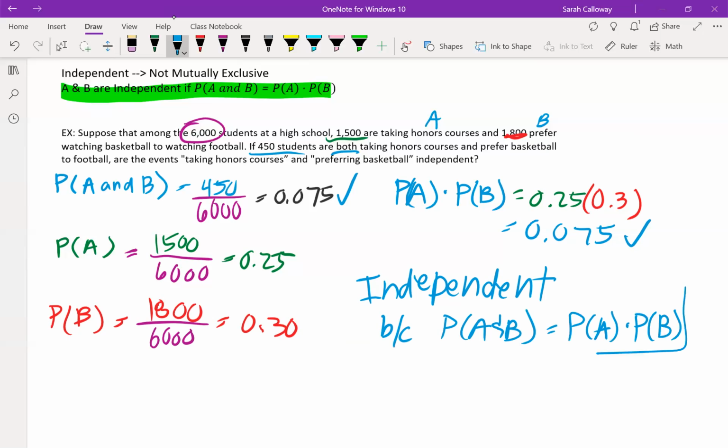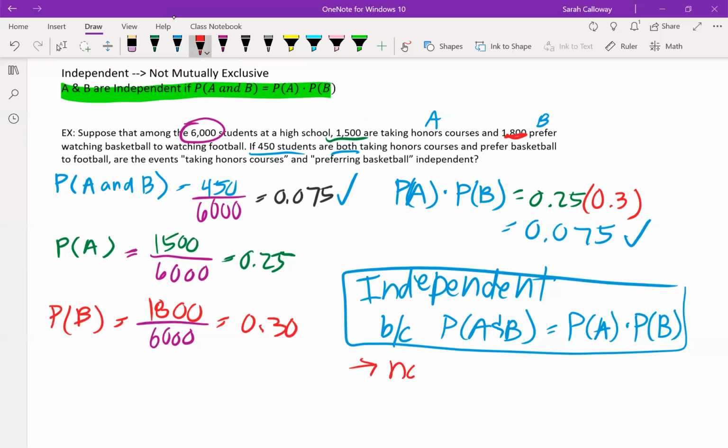Okay, so if I got anything different, that would make them dependent, right? So if these two numbers didn't match, they would not be independent. They would be dependent. What I do know is that these then cannot be mutually exclusive events. Okay, so once I know they're independent, I also know that they are not mutually exclusive in that case.